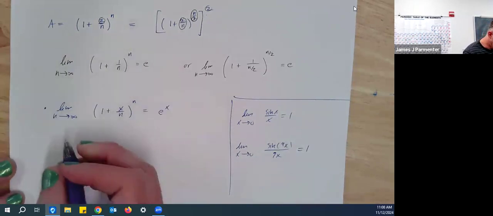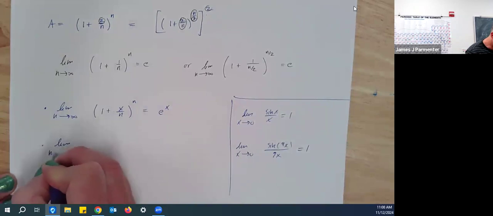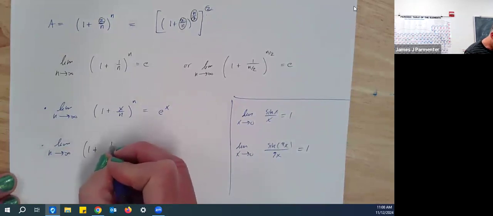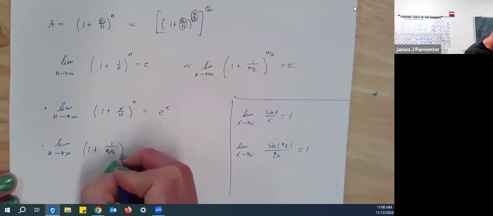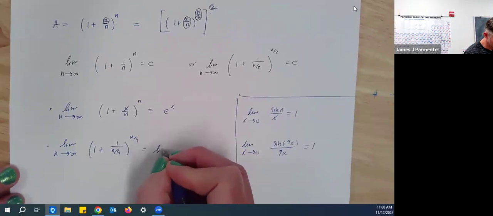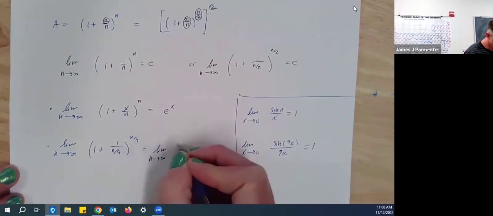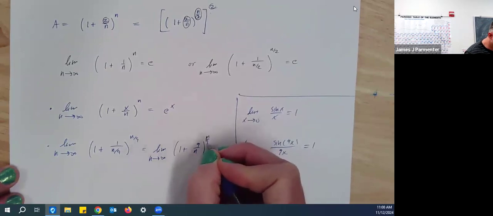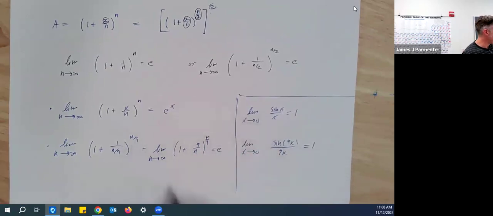Same idea over here. If I have the limit as n goes to infinity of 1 plus 1 over n over 9, to the n over 9 power, or as someone would more normally write this, the limit as n goes to infinity of 1 plus 9 over n to the n over 9 power, that's going to be e because those are matching up.